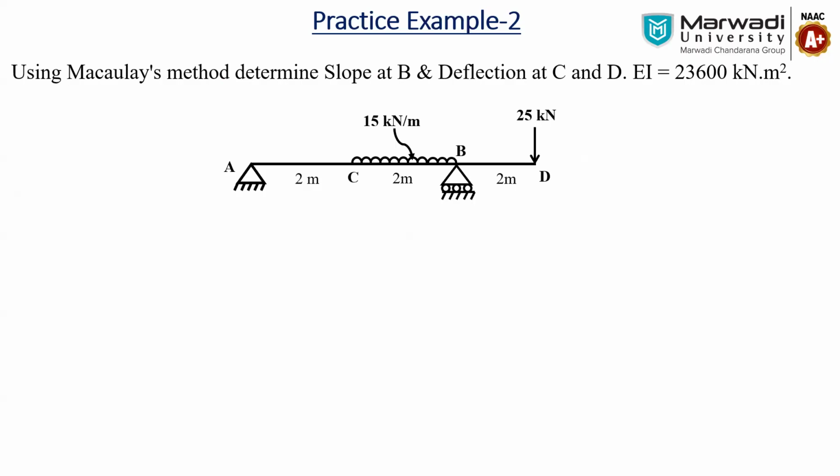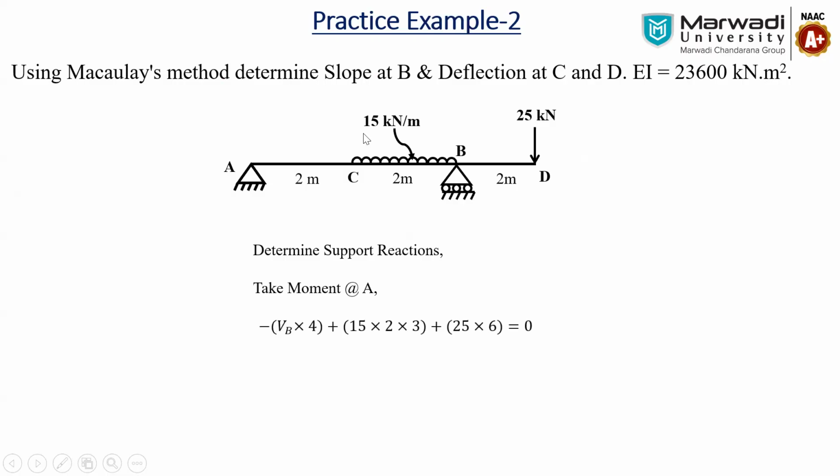So let's take a moment about A. What we will get is VB multiplied by 4 equal to 15 multiplied by 2, that is the UDL. The net UDL will be acting at the 1 meter. What is the distance from the CG of the UDL to A? That is 2 plus 1. So VB into 4 equals 15 multiplied by 2 into 3, plus 25 multiplied by 6. So we get VB equal to 60 kilonewton.